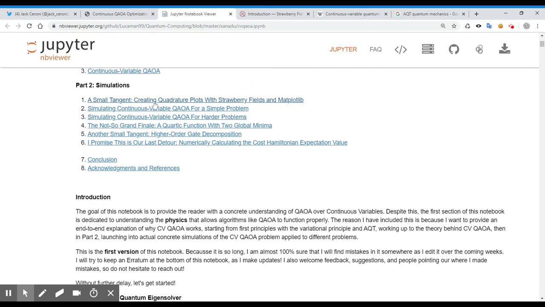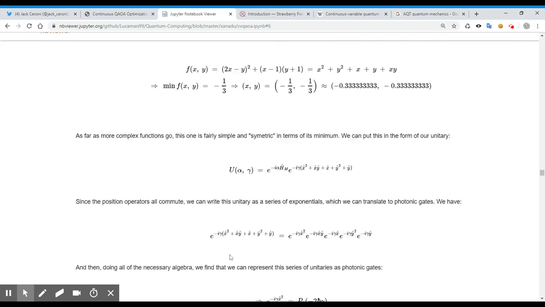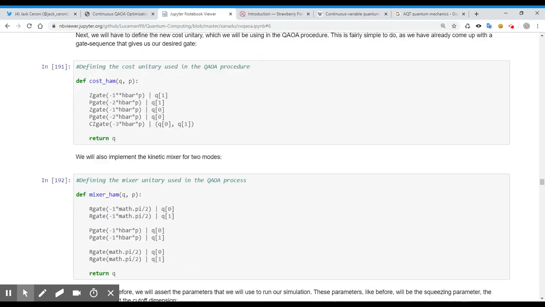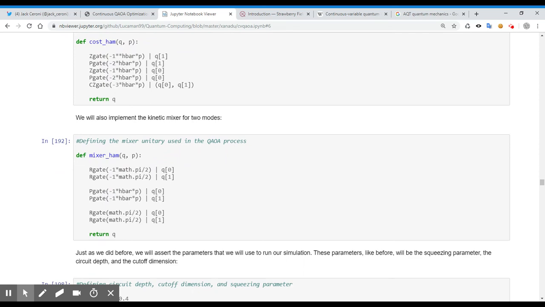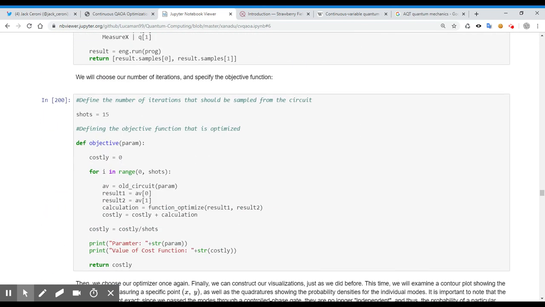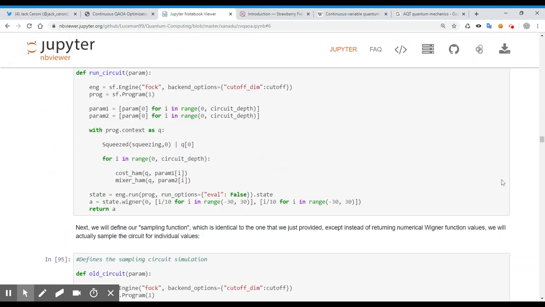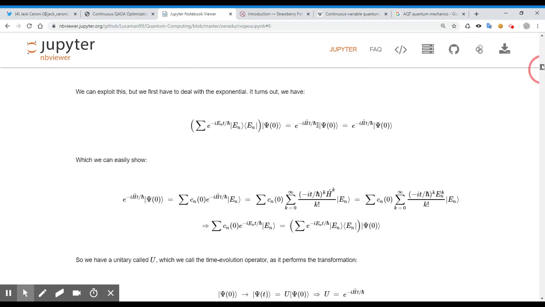And then there's a bunch of simulations. Okay, for a simple problem, a harder problem. Curious what the harder problem is. Like a question involving two variables. Ah, okay. Interesting. So you've got fancier things in here. Okay. Cool. Yeah. Pretty helpful. It's really cool that all this material is available.